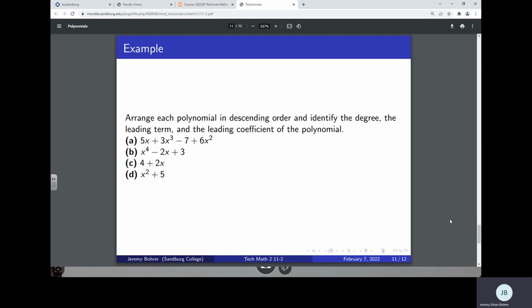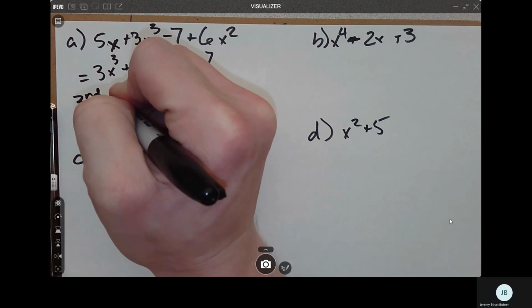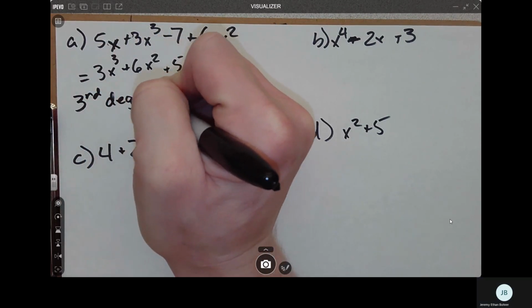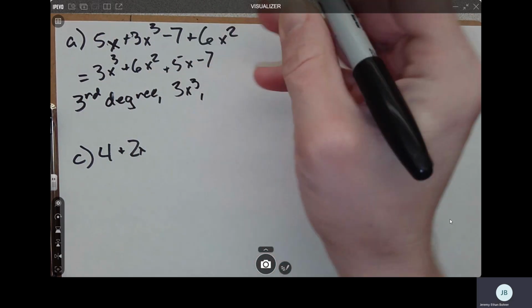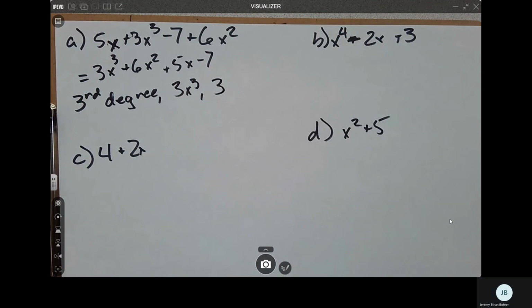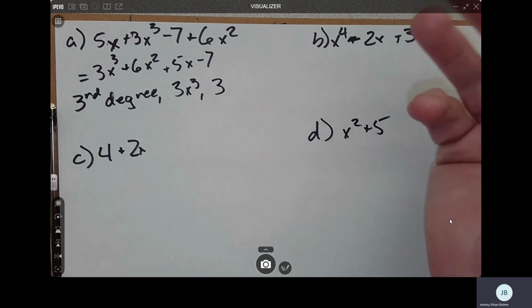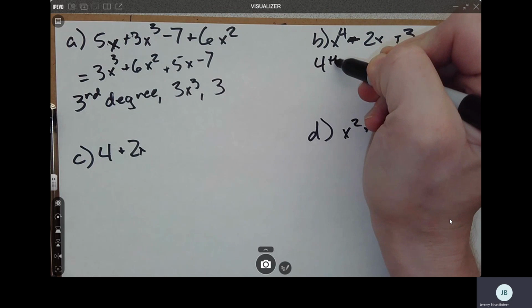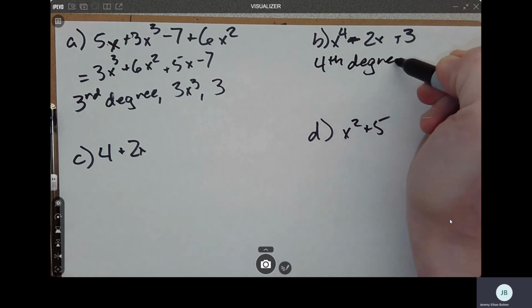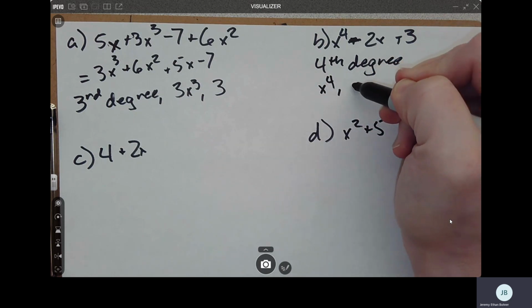We are then asked to identify the degree, the leading term, and the leading coefficient. The degree is 3, 3rd degree. The leading term is 3x cubed, and the leading coefficient is 3. Here we've got x to the 4th minus 2x plus 3. This is already in the order we want it in. This is a fourth degree polynomial. The leading term is x to the fourth, and the leading coefficient is 1.